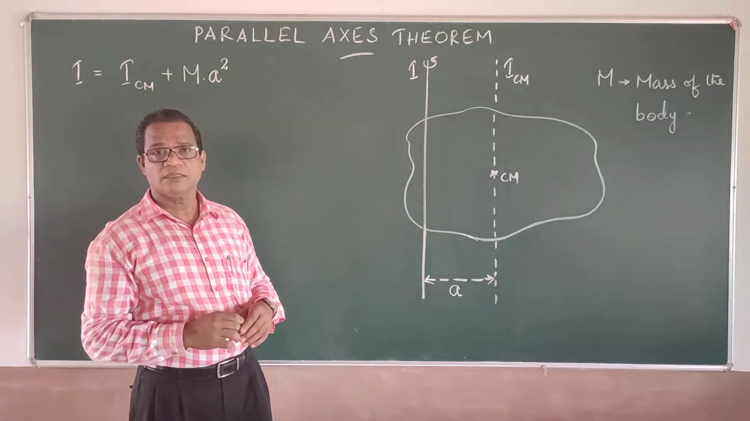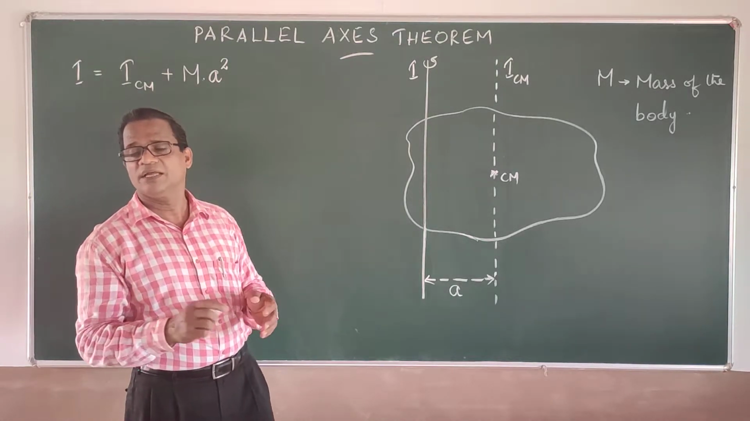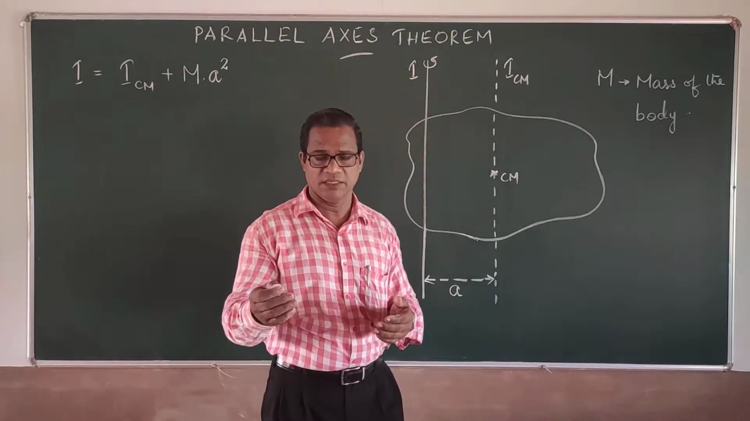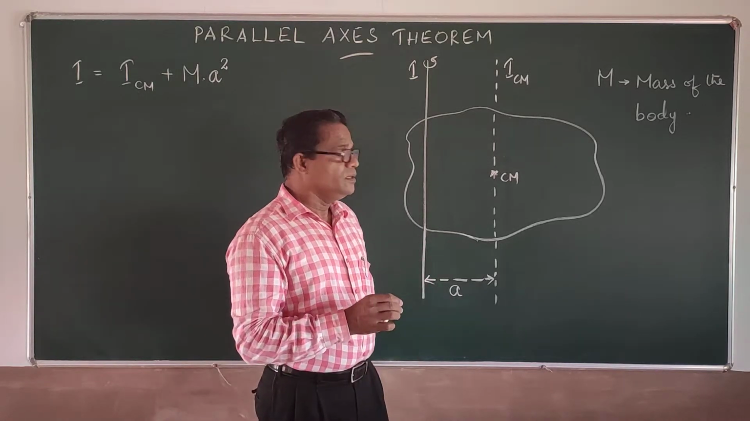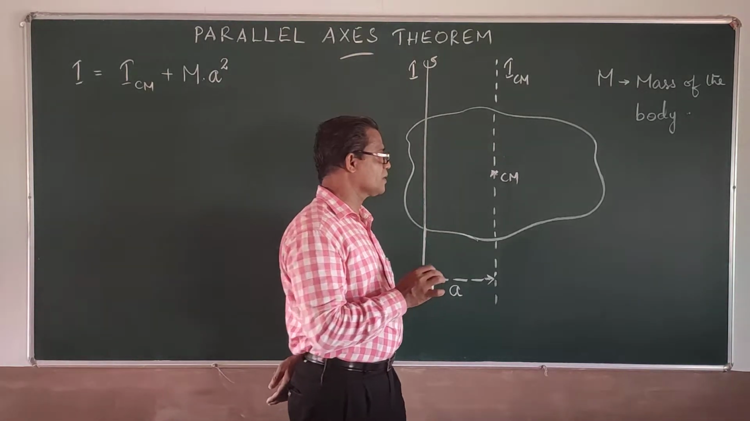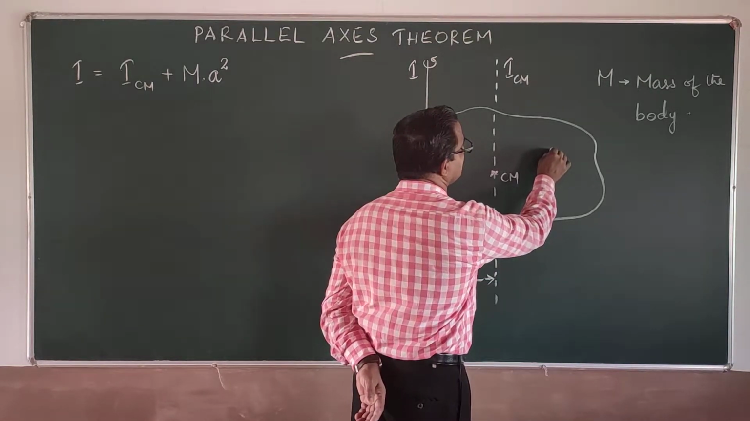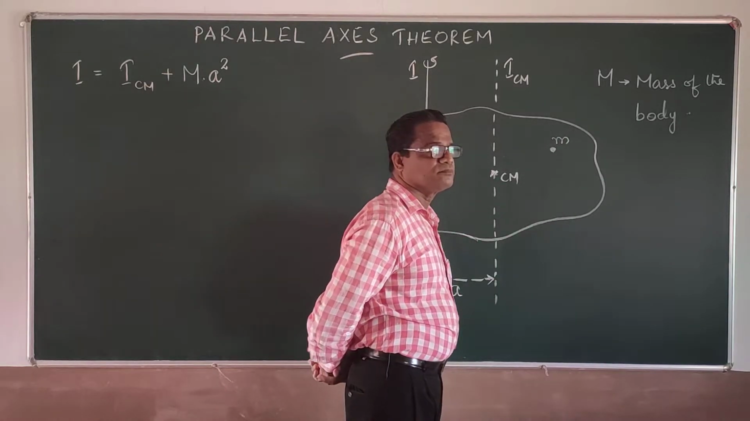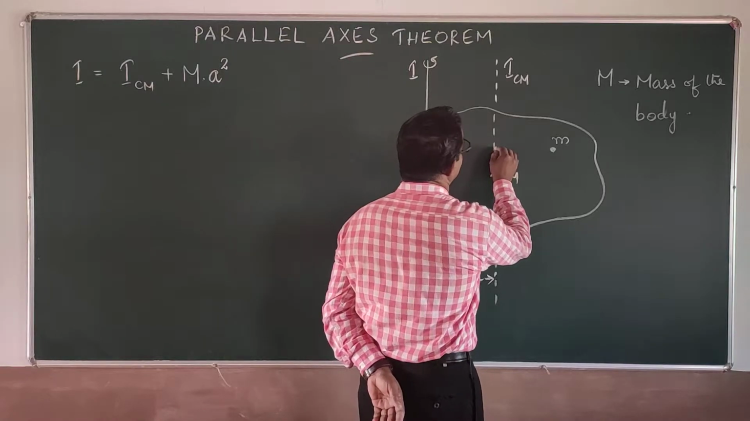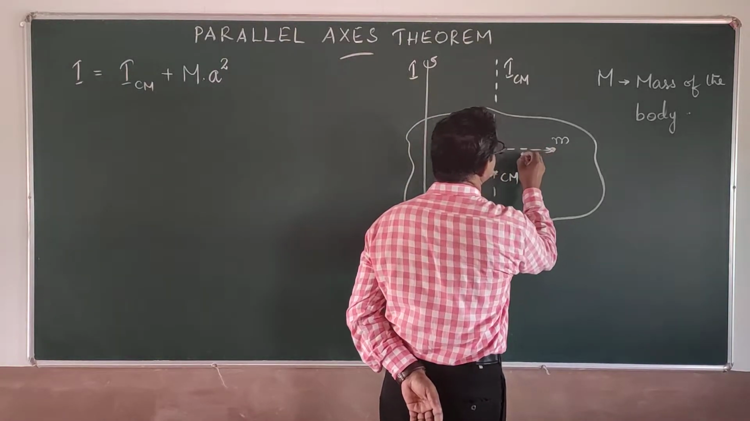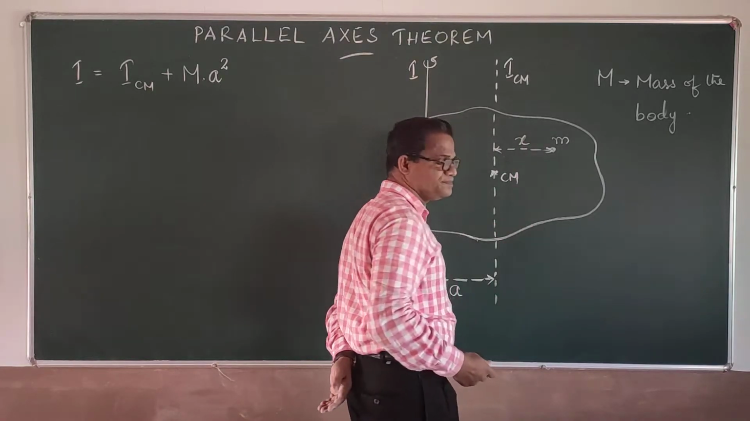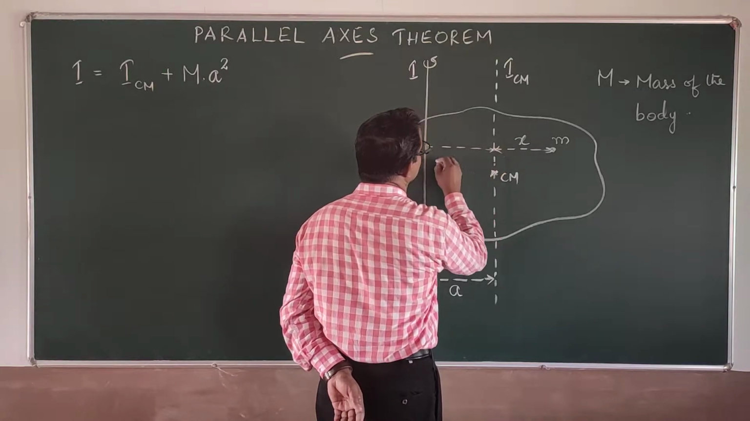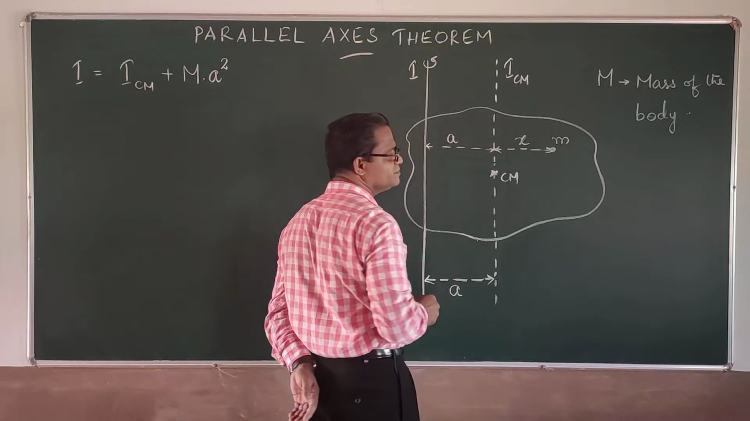Now, to understand how this is coming, I will give you a small derivation for it, even though it is not necessary for the syllabus, say the board exam and all. We must understand how it is. Suppose I consider a small mass particle here of mass small m, which is at a distance x from the center of mass axis, and between these two there is the distance a.